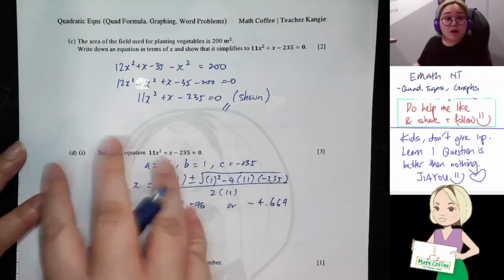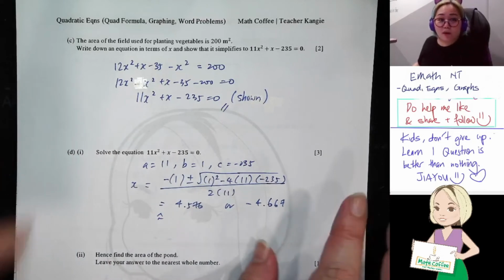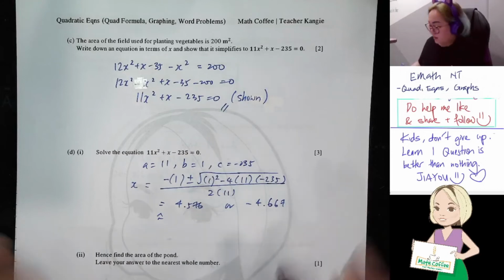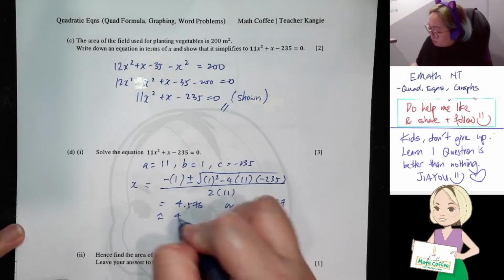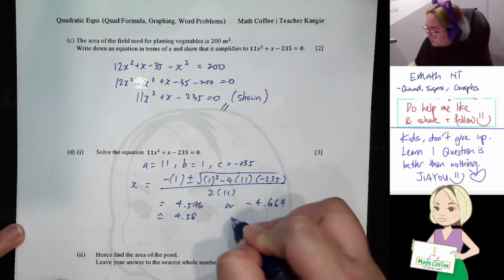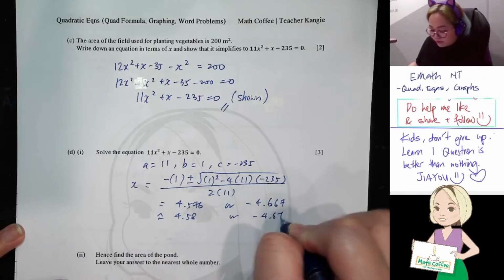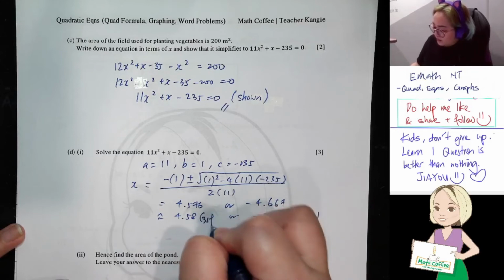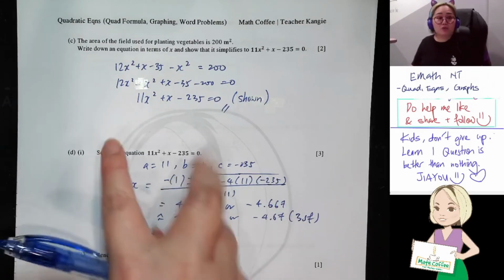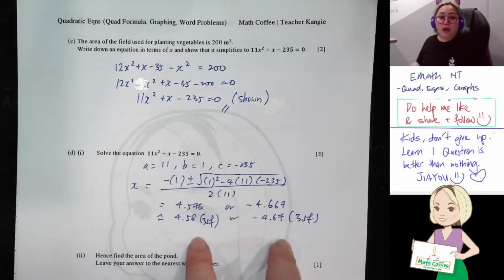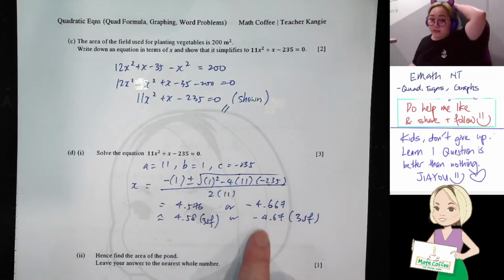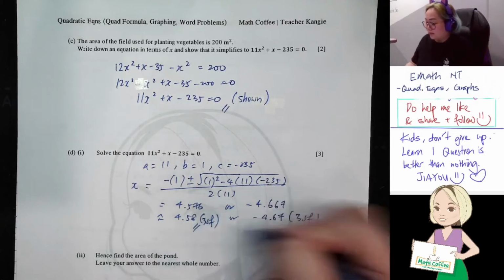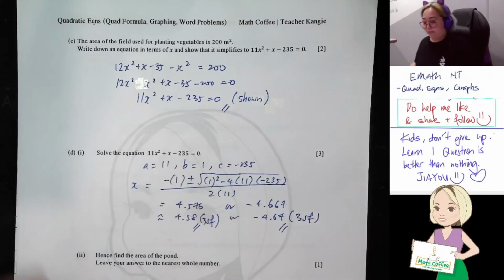This time round, they never ask us to round off to 2dp or what. By default, it is always 3SF. So it will be 4.58 or negative 4.67. So 3SF and 3SF. And take note, this one asks you to solve this equation. So although I know that x should not be negative, you do not reject it here. So you will accept both answers under this part.